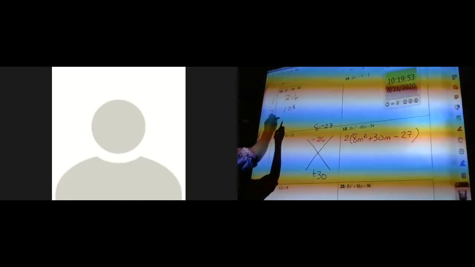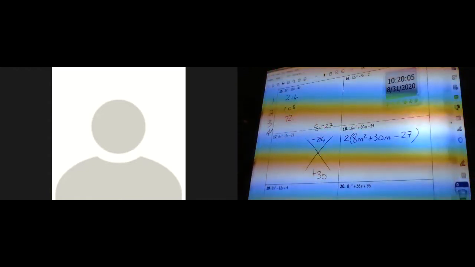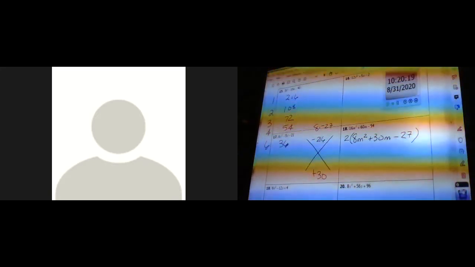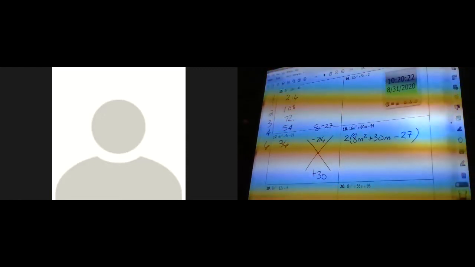How many times will 3 go into 216? Y'all are the ones with the calculators. It's 4, 5. No, it's 216 divided by 4. It's 54. 5 won't go. Will 6? It's 36. Have we found something that has a difference of 30 now? Which one's going to be positive and which one's going to be negative?